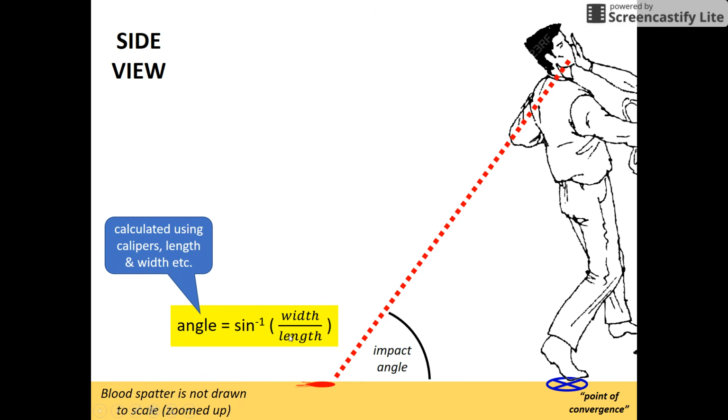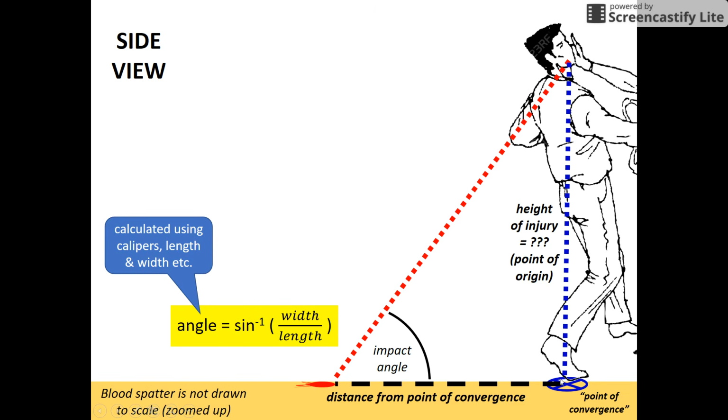We measured the width and the length using those special calipers, and we were able to figure out the impact angle. That's something that you have already done. Okay, all right, but now let's take it a little further. If we were to figure out the distance from the blood drop to the point of convergence that we figured out on the floor, okay, we've got this distance here, from here to here, from the blood drop to the point of convergence, and then this is the other part of our triangle. This would be the height where the injury occurred. Now, this height, this spot up here, we call the point of origin, where the blood spatter originated.